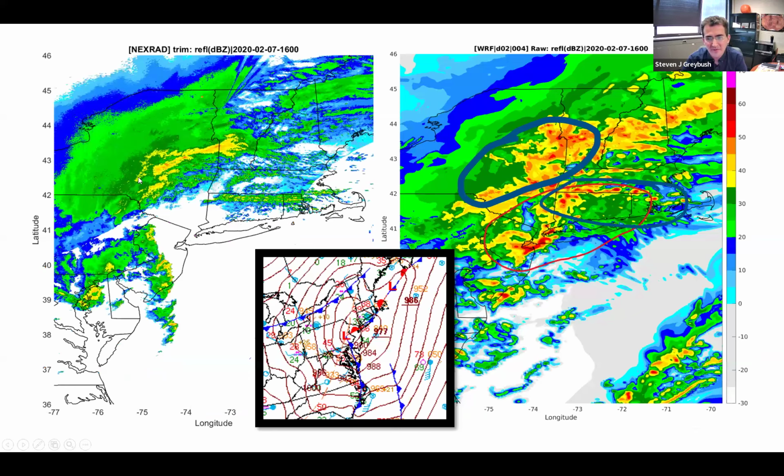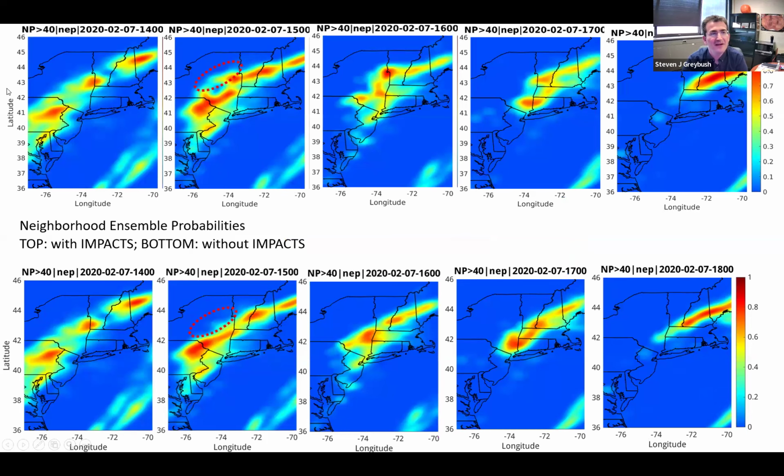Okay, so we're going to zoom in on upstate New York. Again, this is the baseline run showing heavy precipitation here, but maybe missing some extraneous rain bands here in the New York City area. And we're going to compare our two experiments. The top row here is with NASA IMPACTS data. The bottom row is without NASA IMPACTS data.